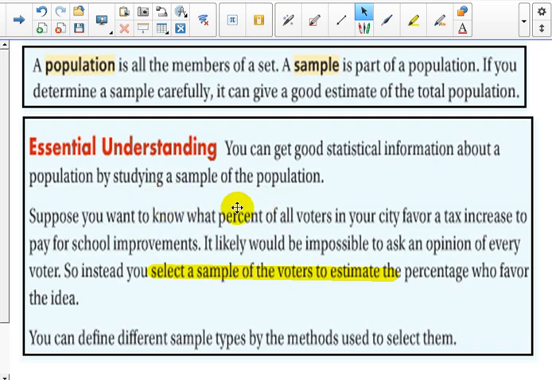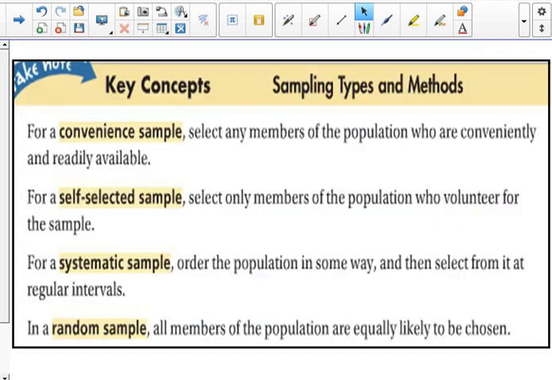Suppose you want to know what percent of all voters in your city favor a tax increase to pay for school improvements. It likely would be impossible to ask an opinion of every single voter. So instead, you select a sample of the voters to estimate the percentage who favor this idea. So you want to have a good sample to be accurate on the actual vote, right? So you can determine different sample types by the methods used to select them. So this is what we're going to talk about now, what kind of methods can we use?